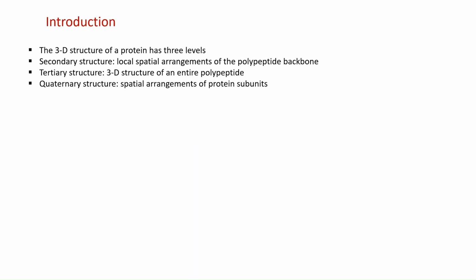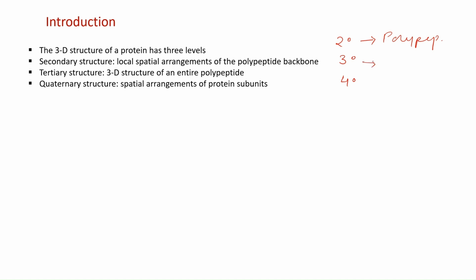So now, the 3D structure of a protein has three levels. What are those levels? Secondary structure, tertiary structure, and quaternary structure. Secondary structure means it is a local arrangement of polypeptide backbone. How the polypeptides are spatially arranged, that tells the secondary structure.